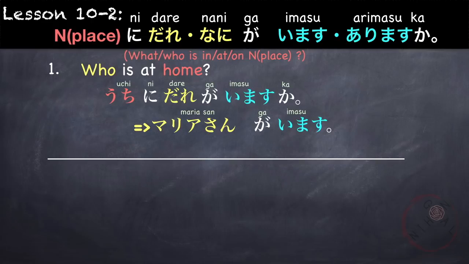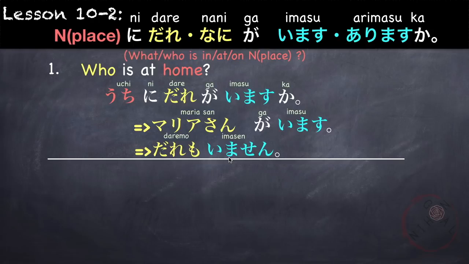Or if there is no one, we could say dare mo and then followed by the negative form of imasu, which is imasen. Dare mo imasen. Dare mo in this sentence means no one. No one is there.